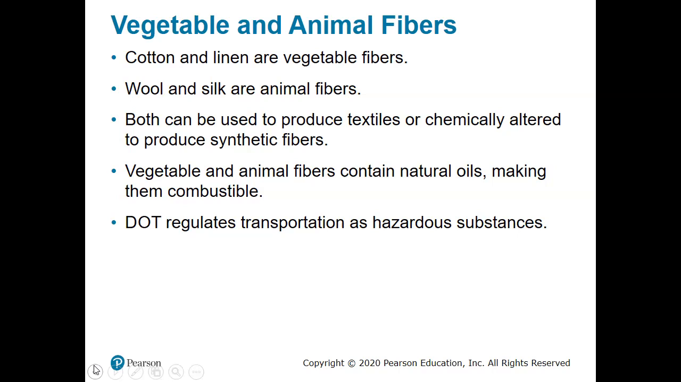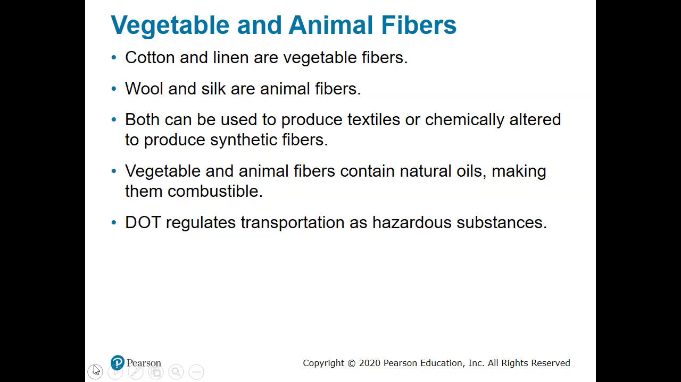So we're going to start with fibers, those that are of natural sources. So for example, cotton and linen, these are vegetable fibers. These are derived from plant-based sources. Wool and silk are animal fibers. They're derived from either the hair of animals, like sheep in the case of wool, or the byproduct of a secretion of a particular type of worm in the case of silk.